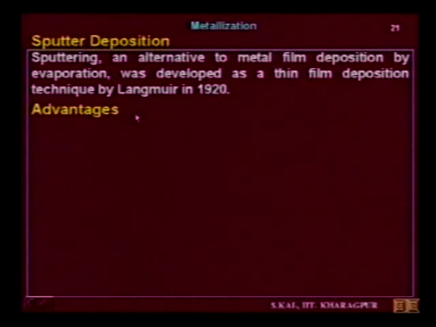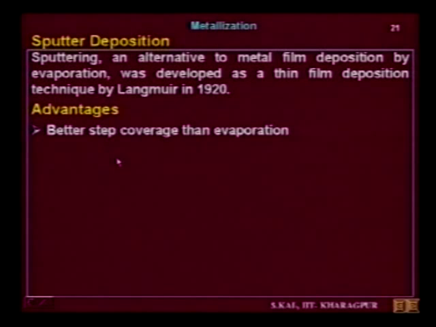Then let's see what is the technique used in sputter deposition. Sputtering, an alternative to metal film deposition by evaporation, was developed as a thin film deposition technique by Langmuir in 1920. It has certain advantages. What are those advantages? The important advantage is better step coverage than evaporation. Sputtering has an inherent property of better step coverage compared to the evaporation technique.